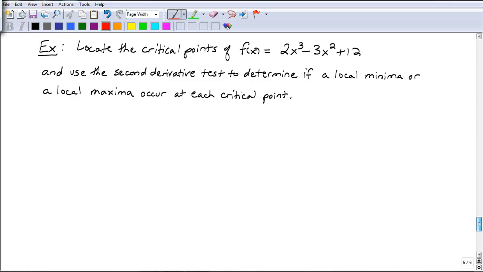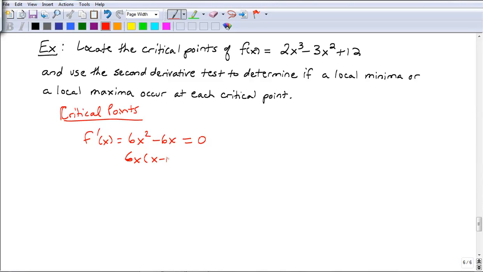It says locate all critical points, and then use the second derivative test to determine whether max or min. So to find critical points, that's where the first derivative is 0 or undefined. So to find critical points, I take the first derivative. 6x squared minus 6x. That's defined everywhere, so I set it equal to 0. I can factor out a 6x. I'm left with x minus 1. So I get that x is 0 or x is 1. Those are my critical points.